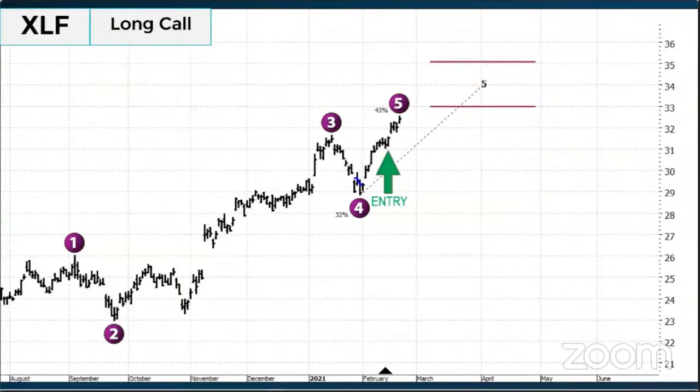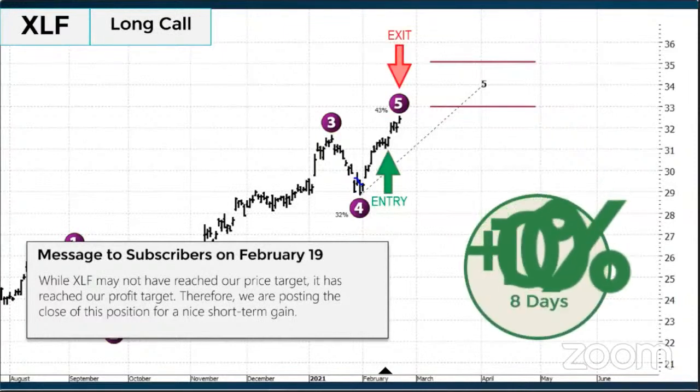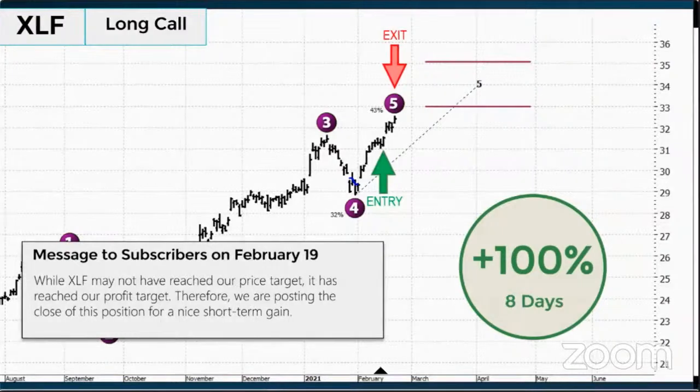Remember where we said we can profit from the directional move and implied volatility? When you get a strong directional move, like a gap like that, that's where that spike in implied volatility comes in. So the message that we sent out was, hey, we haven't quite reached our price target yet, but we've hit our profit target. So we sent out the exit alert, which generated a 100% gain in just 8 days, even though the stock hadn't actually hit the price target yet. That's the benefit of the implied volatility part.